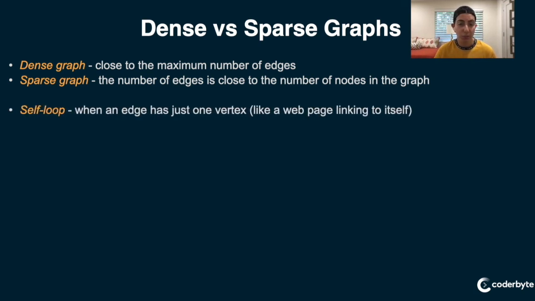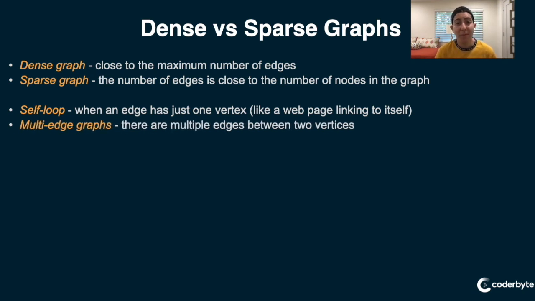Another good tidbit to know about graphs is that there is such a thing as a self loop, meaning that there is a connection between a node and itself, which is just indicated by a loop back to itself. This is like a web page linking to itself would be a good example of that. And multi-edge graphs are when there are multiple edges between two vertices.